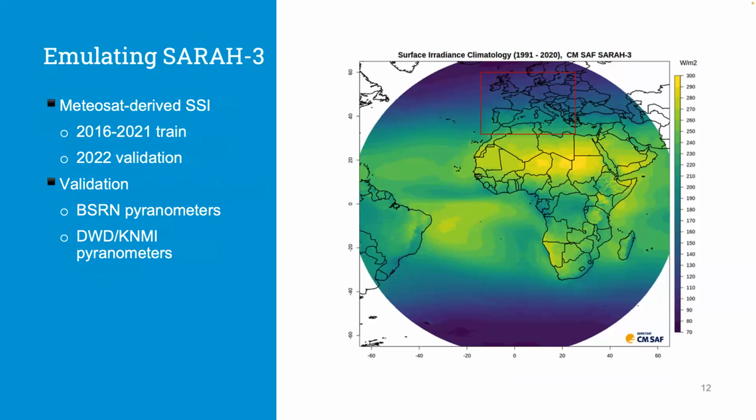Okay, so some details of what Kevin is currently doing for training. We use 5 years of data for training the model and 1 year for validation. We're doing the validation with station data. So we have BSRN stations and also stations from the German Weather Service and KNMI, and the most important reason for this is that they have a nice API and a good open data policy, unlike unfortunately some other weather services.